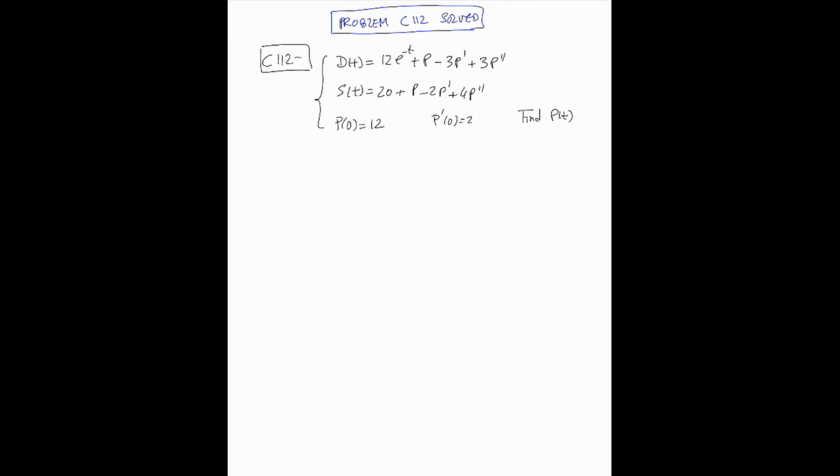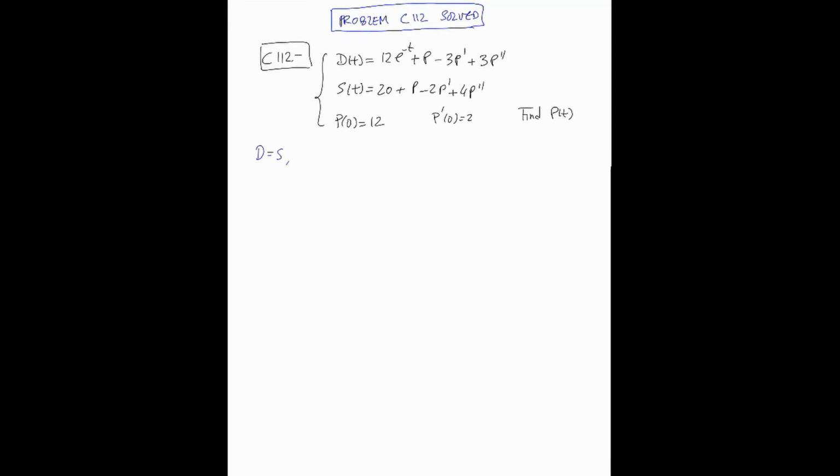Demand equals supply gives the following: p minus 3p prime plus 3p double prime equals 20 plus p minus 2p prime. Okay, what I'm going to do is move everything that has p to the right hand side, and what doesn't have p to the left hand side.